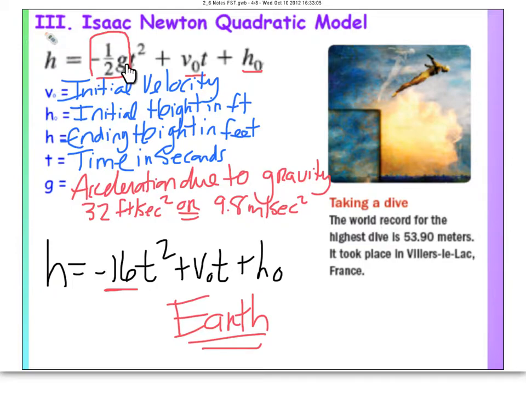The t in the equation, there's two of them, is the time in seconds. And the new component we have is g. It's called acceleration due to gravity, and there's two different units of measure, either in feet per second squared or meters per second squared. The problems will tell you which ones to use. If we're measuring in feet, we have to use 32 for g. If we're measuring in meters, we have to use 9.8 for g. Let me show you how the formula works.